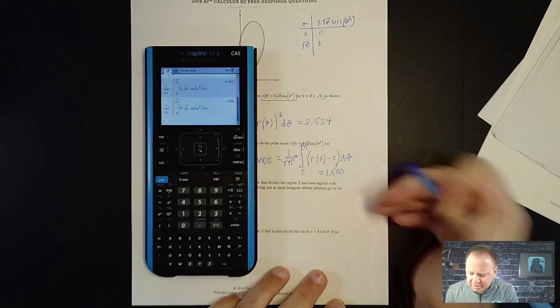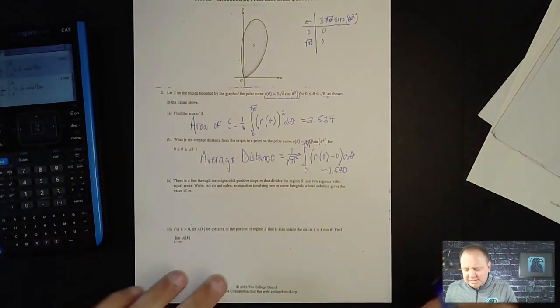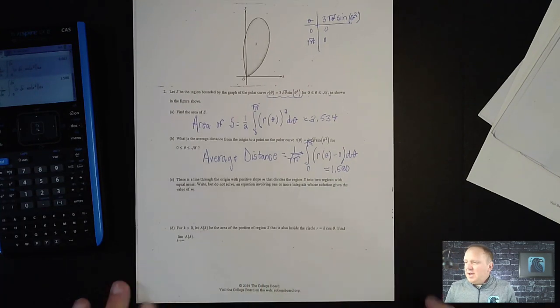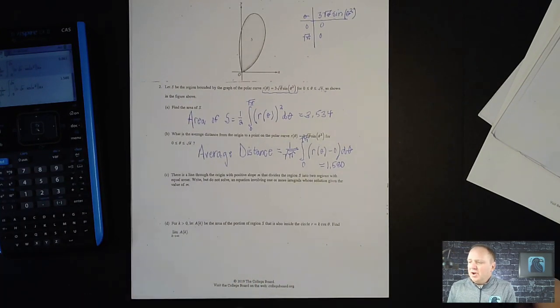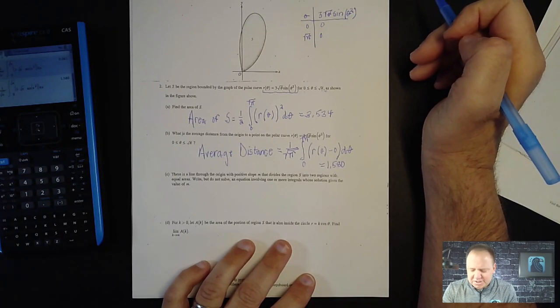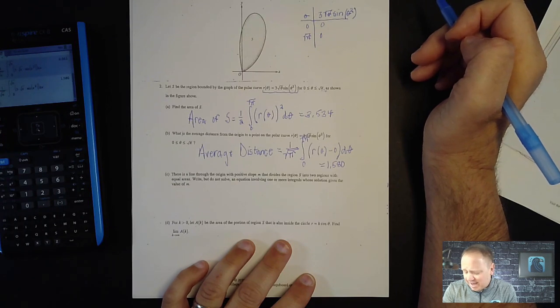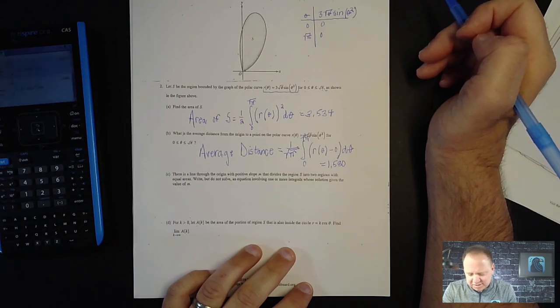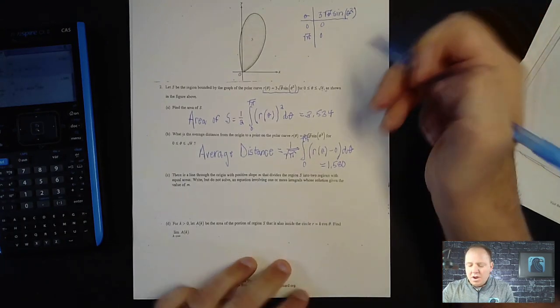So that's the average distance from the origin to the point from 0 to square root of pi. Now here's where it got a little weird. There is a line through the origin with a positive slope that divides the region S into 2 regions with equal areas. Write but do not evaluate an equation involving one or more integrals whose solution gives the value of m. All right, here's my thought.